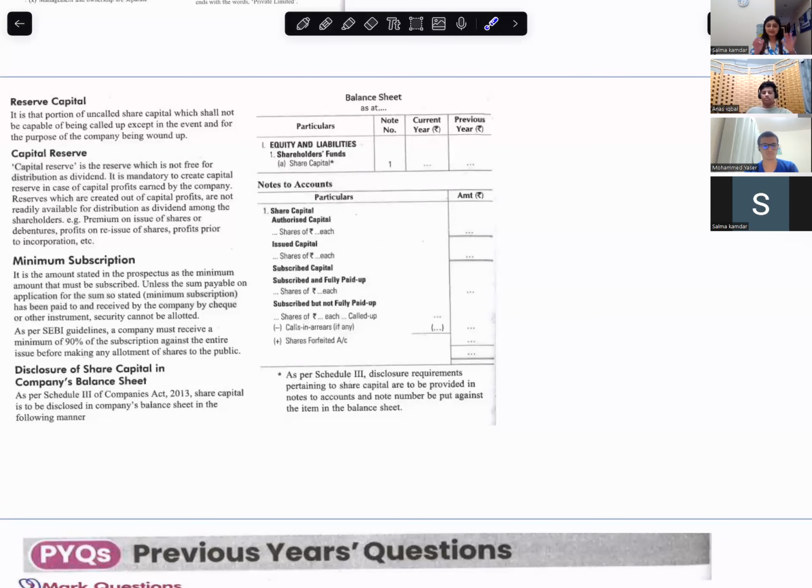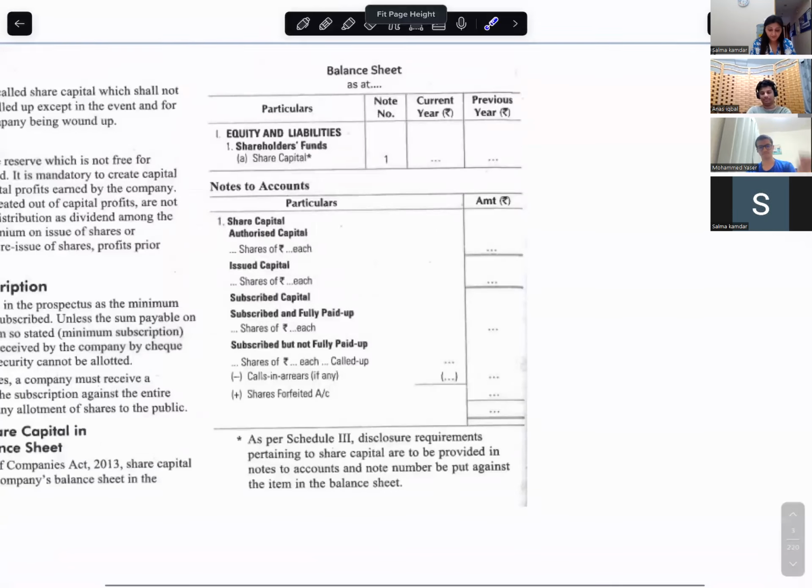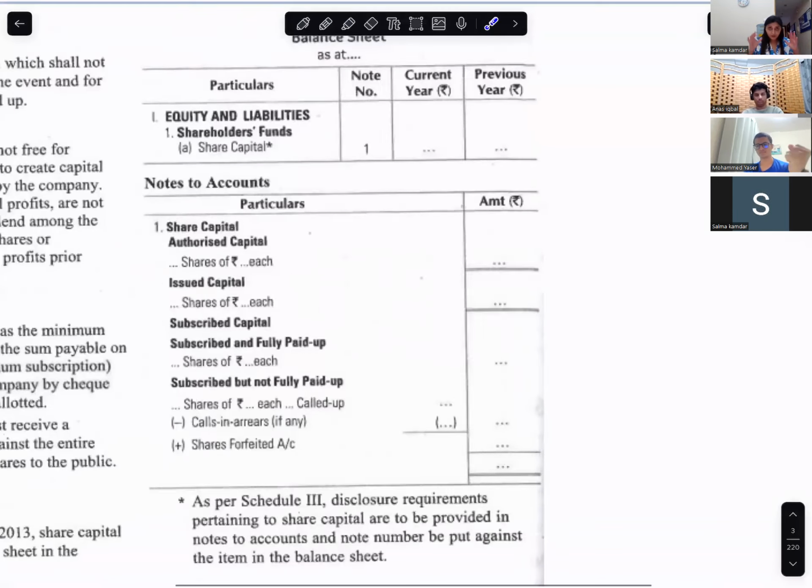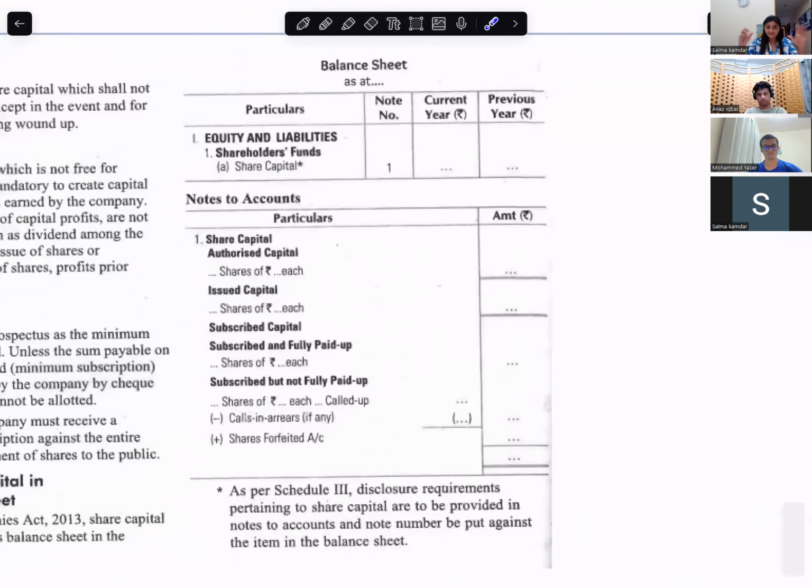Last thing for the day and then we stop. Sometimes they give you all the information and they ask you to make a format and fill the format.